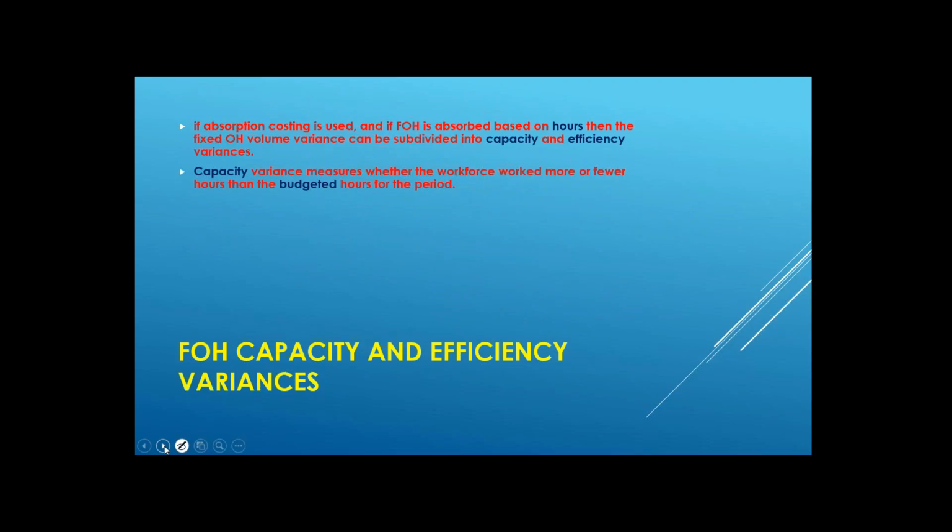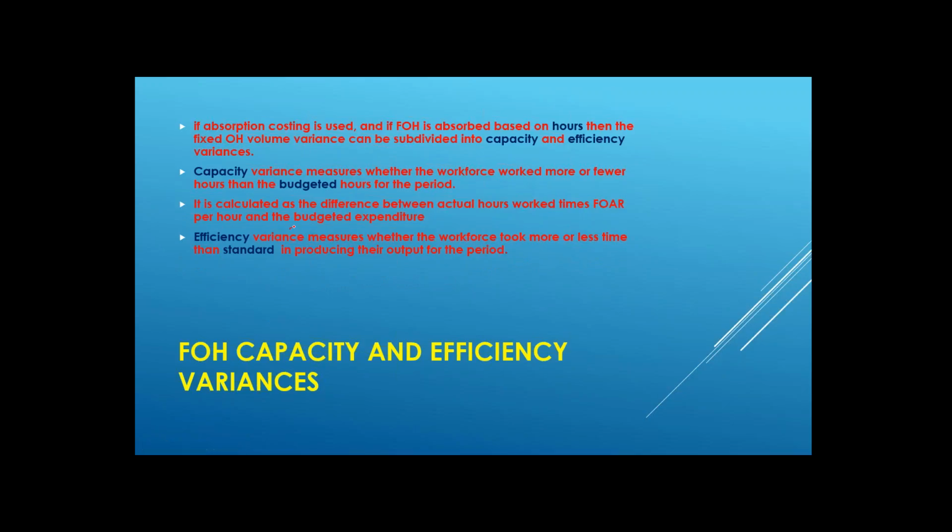Capacity is whether the workforce worked more or fewer hours than the budgeted. In this case, they worked less than the budgeted hours. It is calculated between the hours worked and the budgeted expenditure, so remember, we always measure against the budgeted expenditure. Then efficiency is whether it took more time than what was allowed or not. In this case, they took exactly the time allowed, so no variance. Both together give the fixed overhead volume variance.